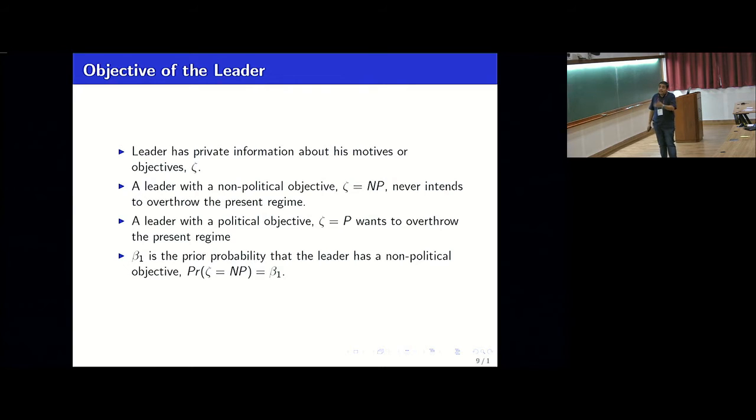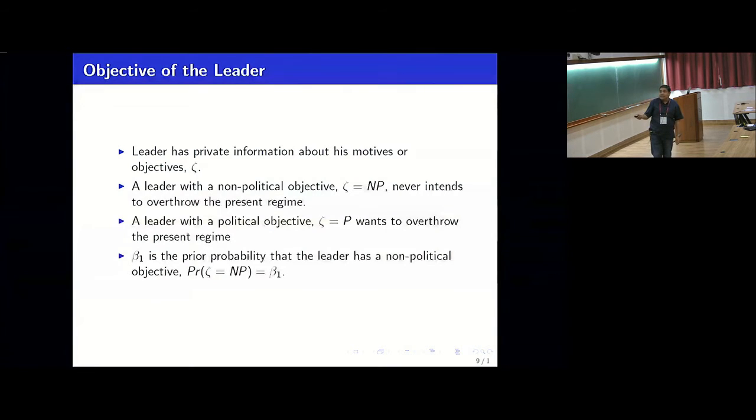And a leader with a political objective wants to overthrow. So from the very beginning, I have another motive, that I want to overthrow the present regime. Therefore, as I said, there are two dimensions. One is the ability and the second is the objective of the leader. And beta 1 is the prior probability that the leader has a non-political objective.